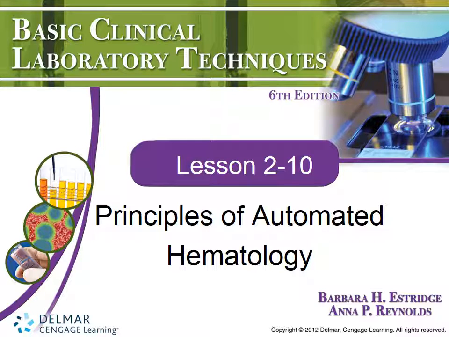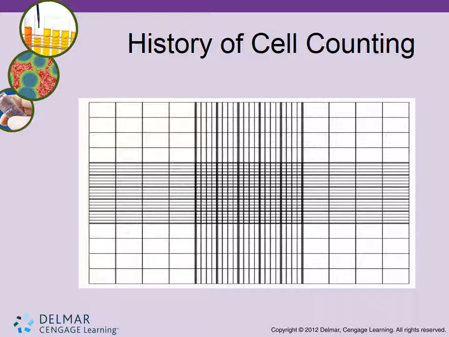This is Lesson 2-10, Principles of Automated Hematology. We've been counting blood cells since around 1855. At that time we were using a counting chamber called a hemocytometer, and we used this until around 1950 or so. This is a picture of a hemocytometer, a microscopic view.